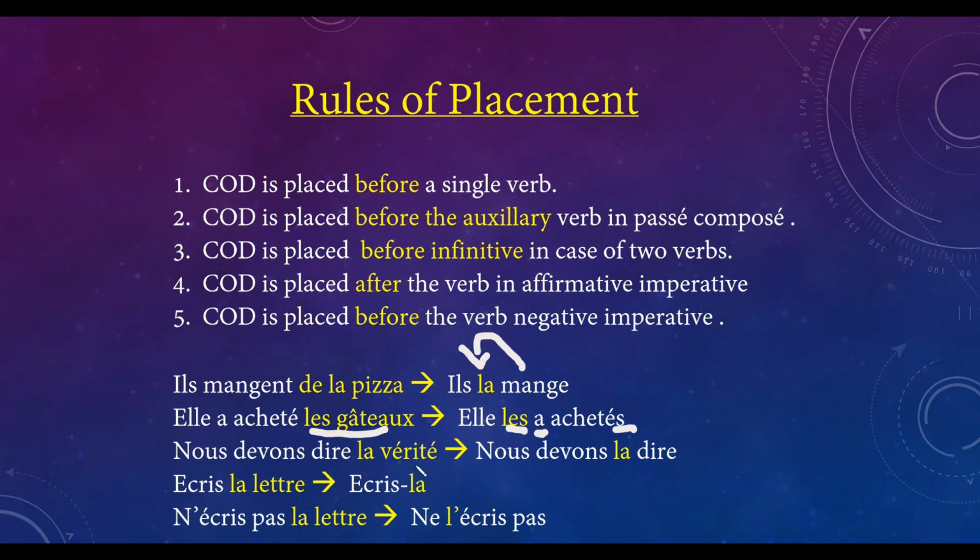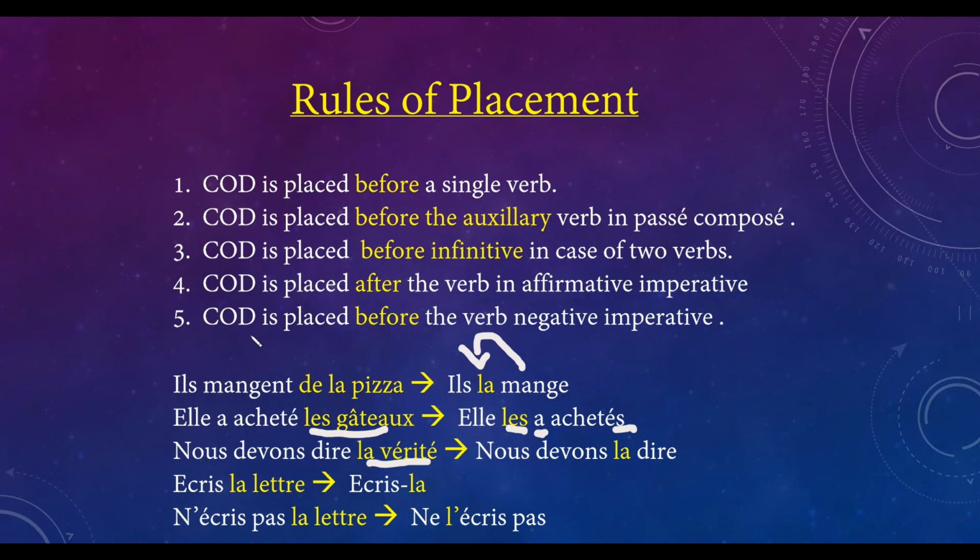Nous devons dire la vérité. Now, third point. The COD is placed before the infinitive in case of two verbs. Now, what do we do if there are two verbs? Here, devons and dire. So, two verbs, devoir and dire. One is conjugated, one is infinitive. So, in case there are two verbs, you will place the COD before the infinitive. So, dire is infinitive here. You are replacing la vérité, which is feminine singular. You will use la: nous devons la dire. So, between two verbs or before the infinitive.